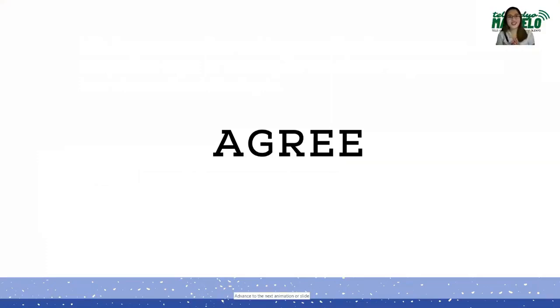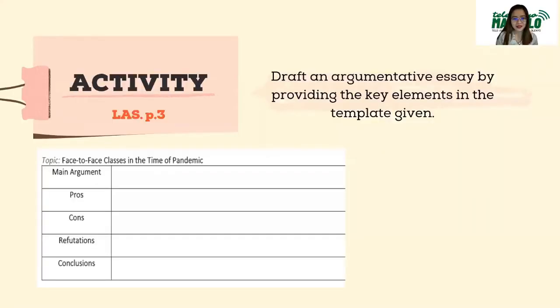All right, very good, everyone. So who got 10? Great job, Del Pilarian. So now let us proceed with your activity for today. You can find it on your learning activity sheets, page 3. All you have to do is to draft an argumentative essay by providing the key elements in the template given. So we have there the outline.